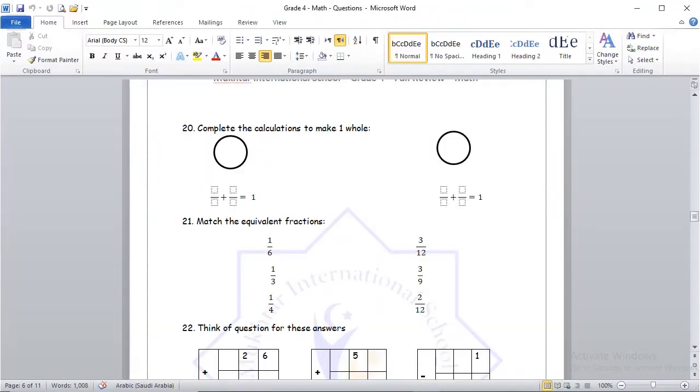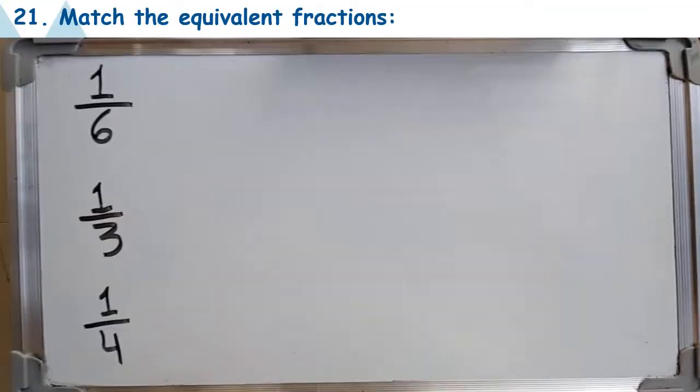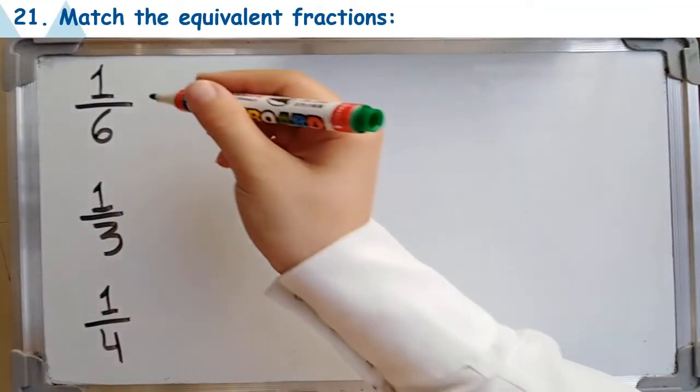For question 21, match the equivalent fractions. On the left side, 1 out of 6, 1 out of 3, 1 out of 4. On the right side, 3 out of 12, 3 out of 9, 2 out of 12. I will start by finding equivalent fractions for the fractions on the left side. Now let us work out question number 21, match the equivalent fractions.